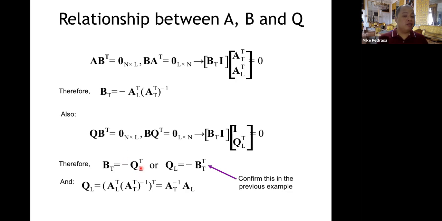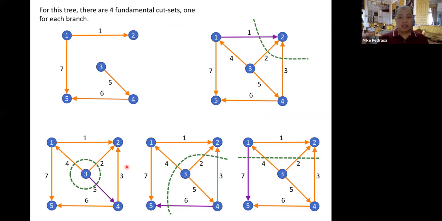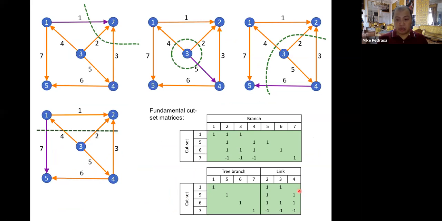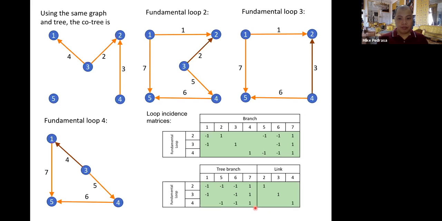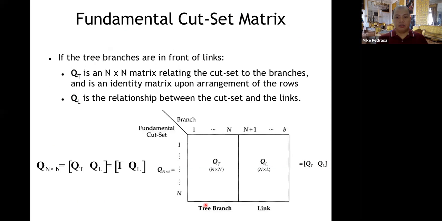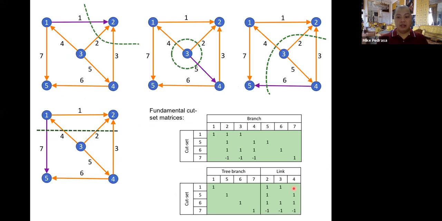In fact, we can verify that in the previous example. So this is Q sub L. If you transpose that and get the negative, it is just equal to this matrix here. So you can confirm that. So this is B sub P. You get the negative of that, and then you transpose it, you will get this matrix. Okay, guys?